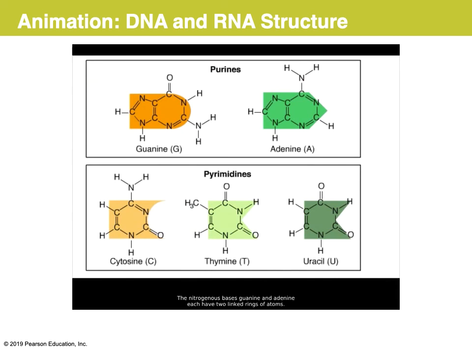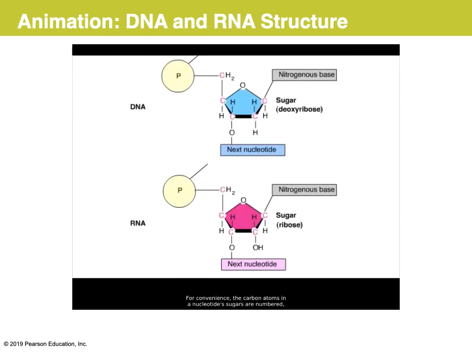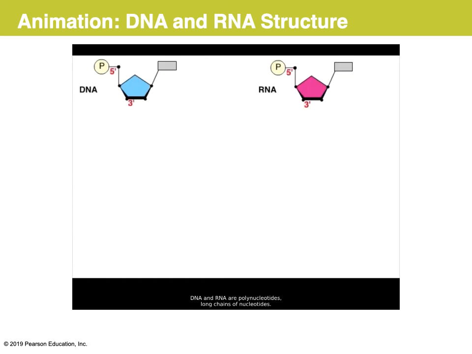The nitrogenous bases guanine and adenine each have 2 linked rings of atoms. They are called purines. Cytosine, thymine, and uracil each have a single ring, and these 3 bases are called pyrimidines. For convenience, the carbon atoms in a nucleotide sugar are numbered, beginning with the carbon atom bonded to the nitrogenous base, moving around the ring, and up to the carbon that is bonded to the phosphate group. The 1' carbon is bonded to the nitrogenous base, the 3' carbon to the next nucleotide, and the 5' carbon to the phosphate group.